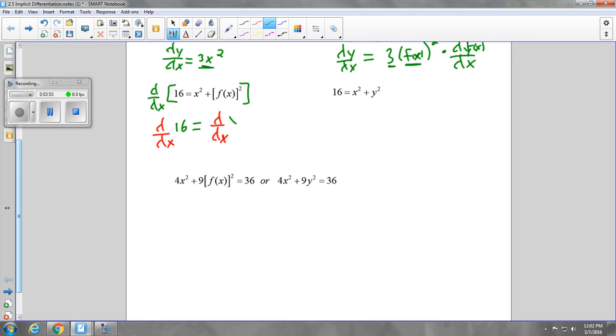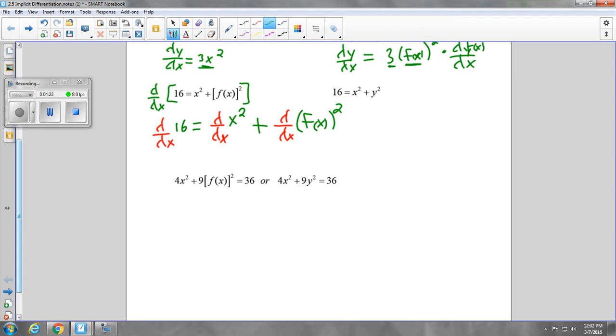d/dx of x squared, and we're used to those, right? And then plus d/dx of f of x squared. But f of x isn't the same thing as having an x term, right? This is really a bunch of y's, a bunch of x's in there. This would be some kind of function, some kind of x is locked up in there.